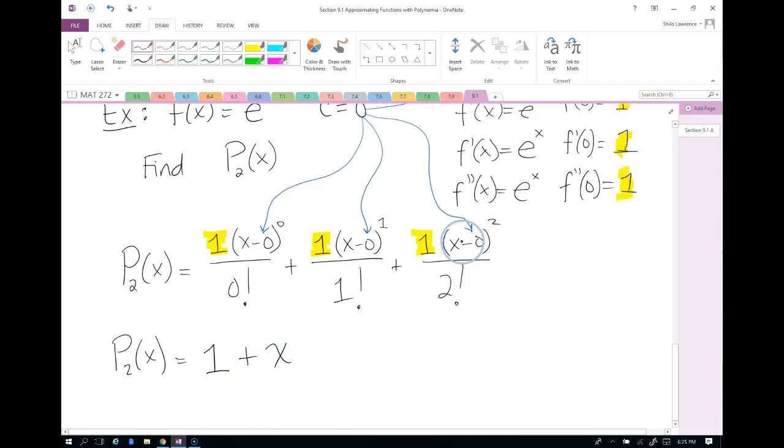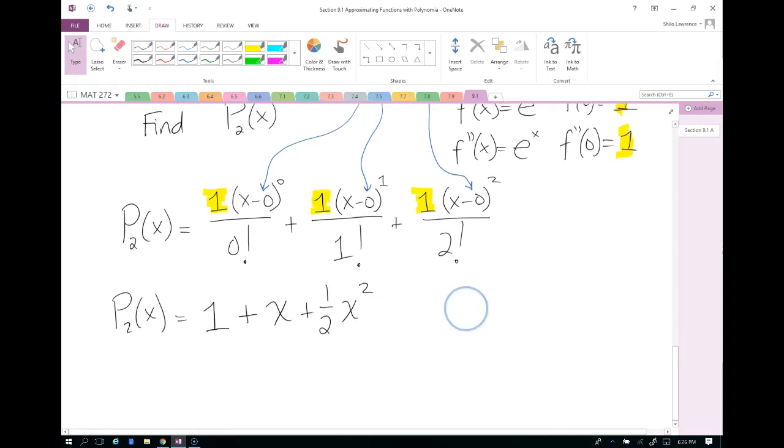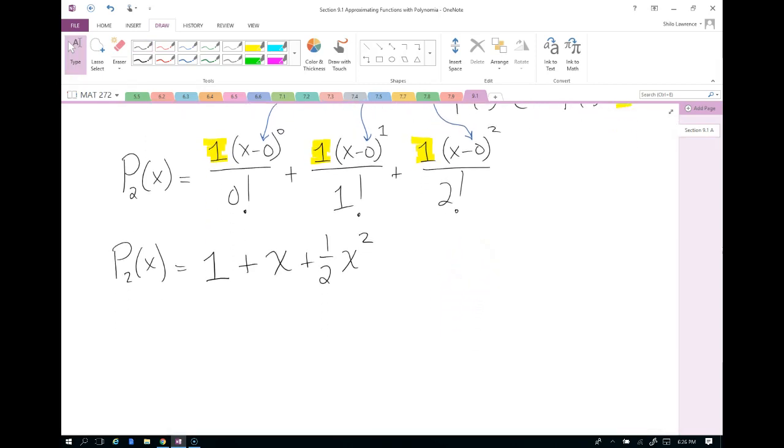And then for the last piece, x minus 0 is x, and we've got that squared, times 1. 2 factorial is 2. So we've got 1 over 2. So this one's got a 1/2 coefficient. So we've got 1 plus x plus 1/2 x squared. This is our second degree polynomial approximation for e to the x.